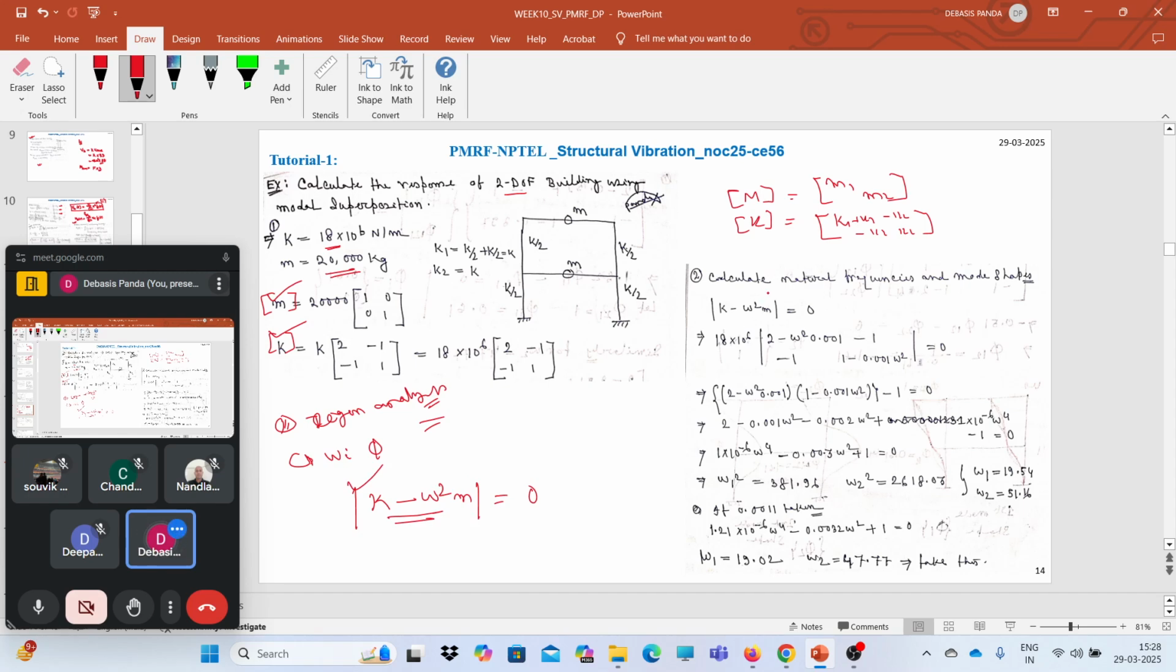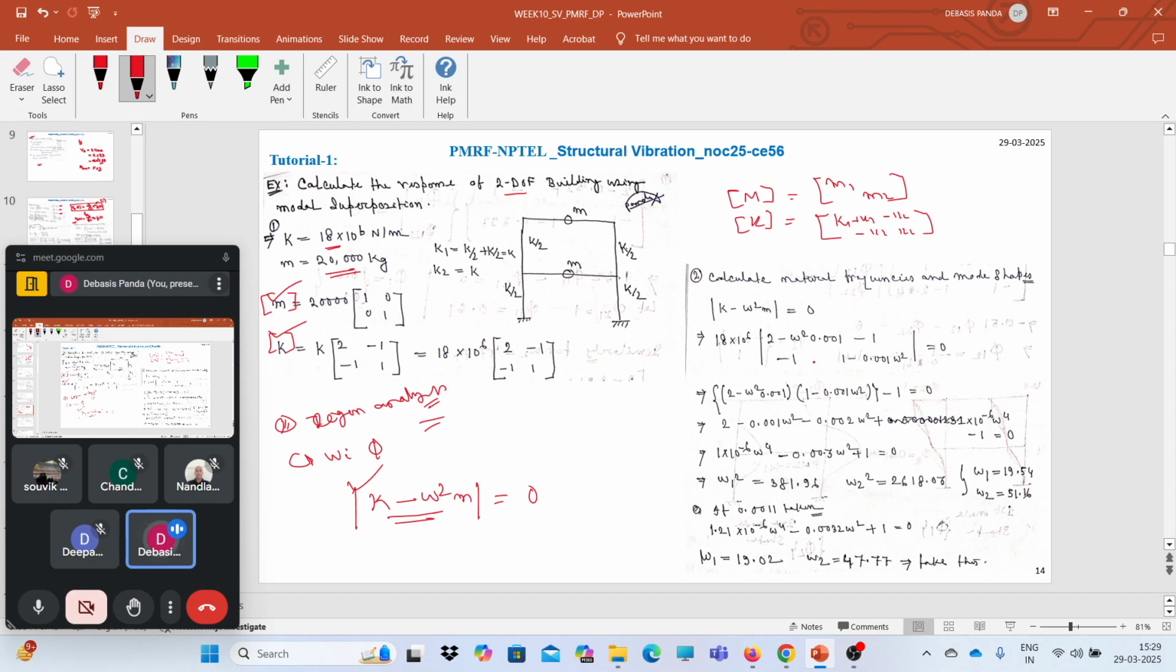Here, you just need to do the calculation, or you can use MATLAB to find omega 1, omega 2 and the corresponding mode shapes. But you still need to solve it by pen and paper and get habituated with this, because during the exam you will not get the liberty to use MATLAB, right?